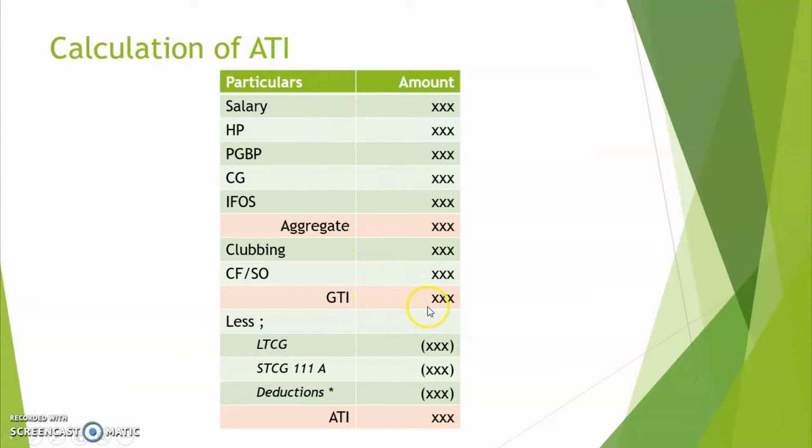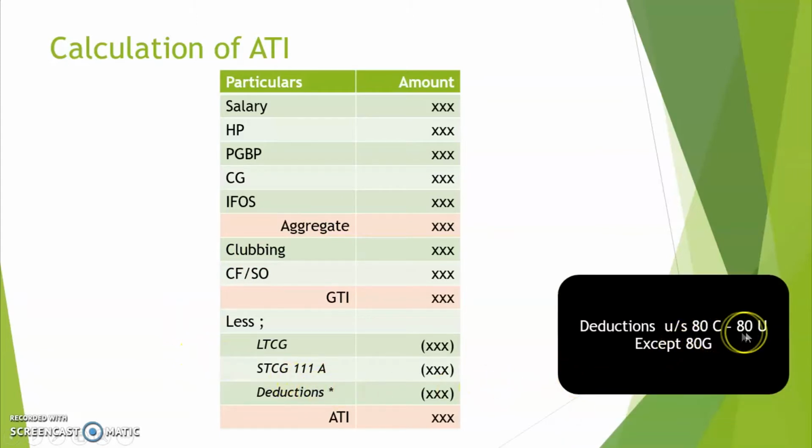So from this gross total income, take out LTCG, take out STCG under 111A, and take out deductions under Chapter 6A. But then there is something that you need to know here. We are calculating ATI for calculating the 80G deduction, right? So there is absolutely no way that we can deduct the 80G deduction here because we do not know what the 80G deduction is going to be. So by deductions, what it means here is all the deductions from 80C to 80U except 80G.